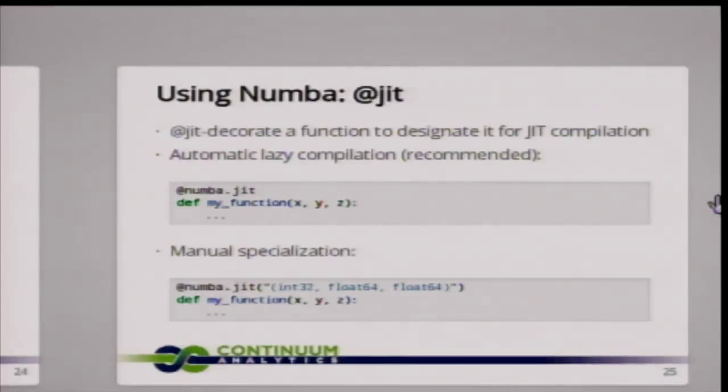And there's another way to call it, which is to manually specialize the arguments. Let's say you really know you want some 32-bit ints, and you want some double precision floats, or some single precision floats. And so you are able to pass an explicit signature to numba.jit. But this is not really recommended. It's mostly for us to test.